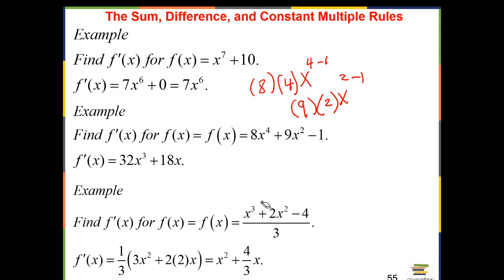Okay, here's another one. Now, we haven't talked about a quotient, so that's not a quotient. That's just the whole thing multiplied by 1/3, right? So we can put the 1/3 here. We keep the 1/3. Think of this as 1 over 3, right? So we're going to keep it here, and then take the derivative of the rest of it. What's the derivative of x to the 3rd? 3x squared. What's the derivative of 2x squared? 4x. And what's the derivative of 4? 0. And then when you multiply by 1/3, that's what you get. Okay?